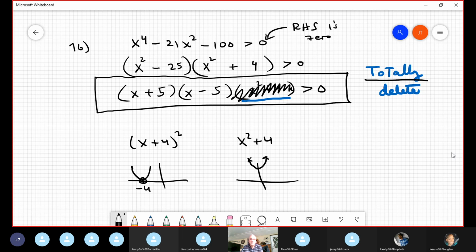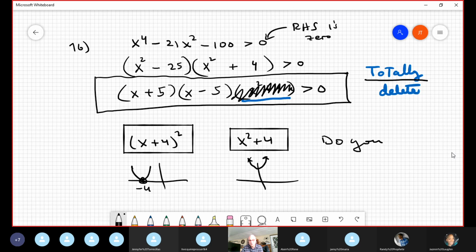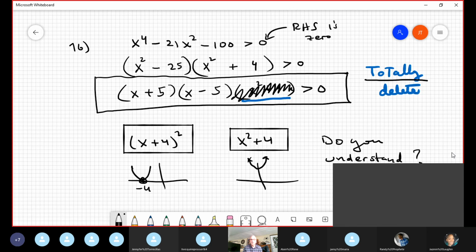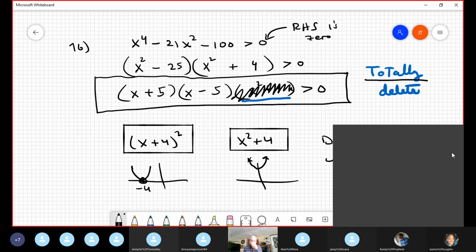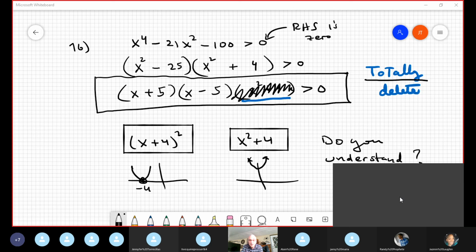Be careful. This kind of expression and this kind of expression. Do you understand or no? Do you understand or no? I'm still confused. Okay, I understand. Okay. Look, I agree with me. Okay.